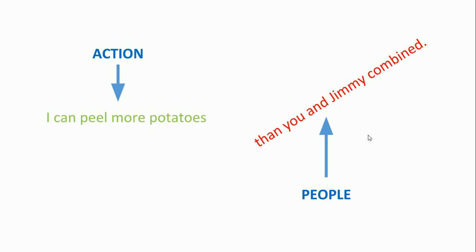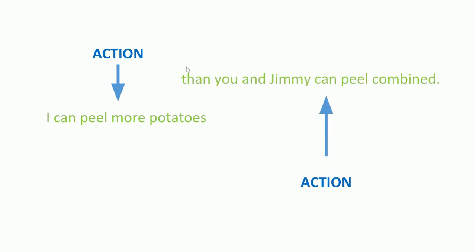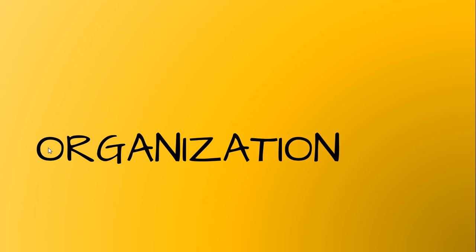But we're not being explicit about that, and with proper grammar, we have to be explicit. So if we just read this sentence, it's comparing an action and people, and that is a faulty comparison. So to fix it, we can change it to "than you and Jimmy can peel combined." Now we're comparing an action, peeling potatoes, to an action, peeling potatoes. And we're all good. The next element that we're going to examine is called organization.